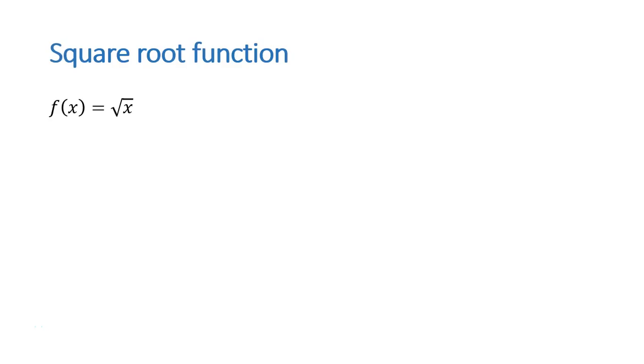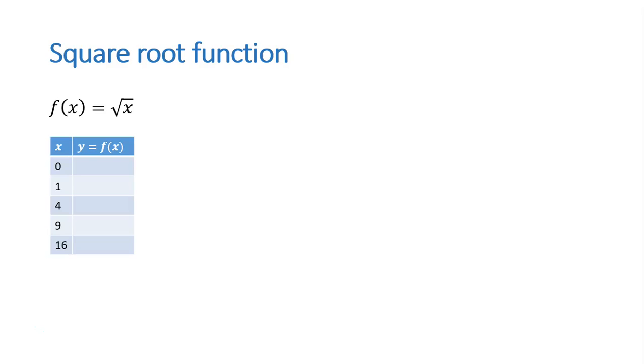Our next parent function is the square root function. The rule for the square root function is f of x is equal to the square root of x. So taking a square root is the opposite of squaring. Whereas with squaring, we're multiplying a number by itself to come up with a product. With a square root, we're taking that product and we're decomposing it. So we're saying, based on this particular product, what two numbers did I multiply together in order to get this number? That gives us the result of a square root.